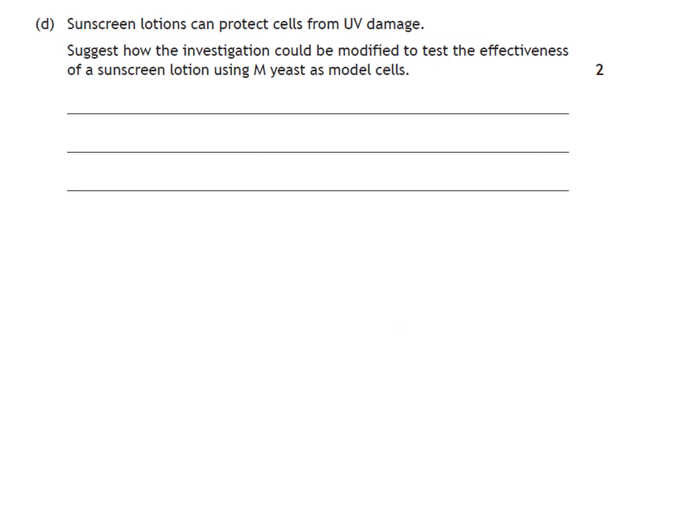Okay, last question on this. It's quite a short question set for this one. Sunscreen lotions can protect cells from UV damage. Suggest how the investigation could be modified to test the effectiveness. Right, so using the M cells, that's mutant cells. Well, first of all, you're going to need to apply the sun lotion. So that's probably basically just a smear of it on the surface of the plate or on the lid of the plate to prevent the UV getting to it.